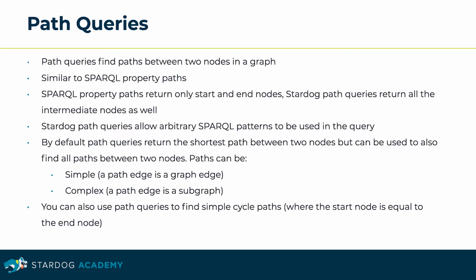By default, path queries return the shortest path between two nodes, but can be used to also find all paths between two nodes. Paths can either be simple, where a path edge is a graph edge, or complex, where a path edge is actually a subgraph. You can also use path queries to find simple cycle paths, where the start node is equal to the end node.